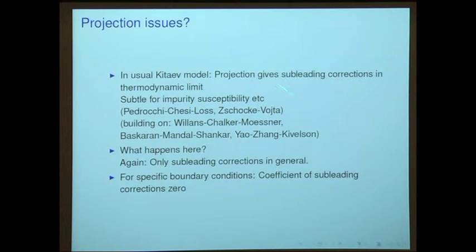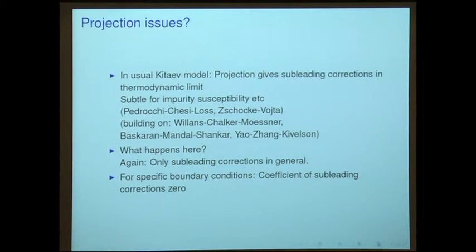Before I do that, let me say what I should do about the projection. In the usual Kitaev model, people have analyzed the effects of projection quite carefully in various kinds of calculation. Much of this relies on crucial work done by Bhaskaran, Mandal, and Shankar, and also by Yao, Zhang and Kivelson. Building on this, John Chalker and Roderich Moessner with their student showed that the only corrections projection gives to all these free Fermi calculations in the usual Kitaev model are corrections that vanish in the thermodynamic limit. This was made much more precise more recently in Matthias Vojta's group and in Daniel Loss's group, where they worked out the form of the 1 over L corrections. So initially it was just understood that in the thermodynamic limit they don't matter, but now we even know how the first 1 over L corrections look in the usual Kitaev model.